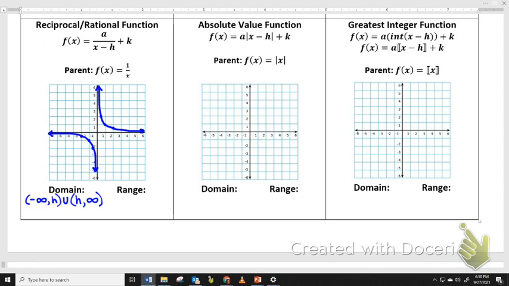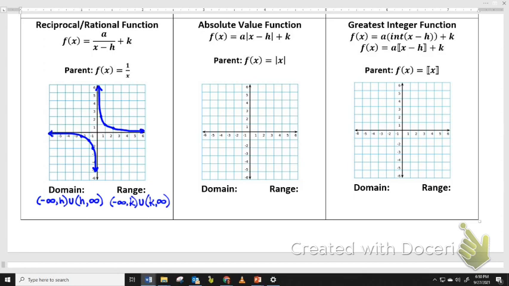My range is going to do something very similar because you notice I have an asymptote vertically there as well. So it continues down forever, it continues up forever, but it leaves out that horizontal asymptote. So this is going to go from negative infinity up to k, leave my k value out because there's an asymptote there, and then it's going to go from k to infinity. Let me make that just a little bit smaller so that I can fit it in the space that I've got here. There we go. Now it's not bleeding over into the absolute value function.